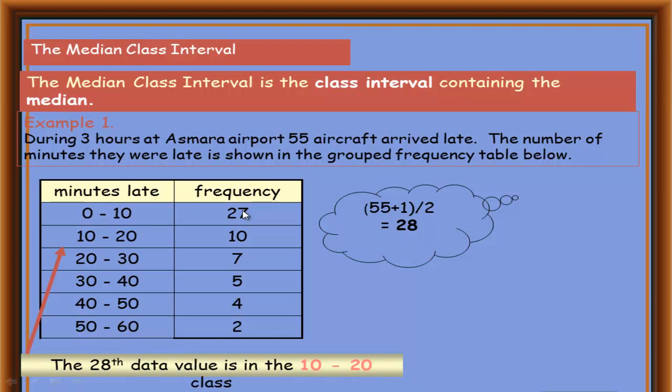27 is here, the next is 28. The 28th value is here, that is from 10 to 20. The 28th data value is in the 10 to 20 grouped class.